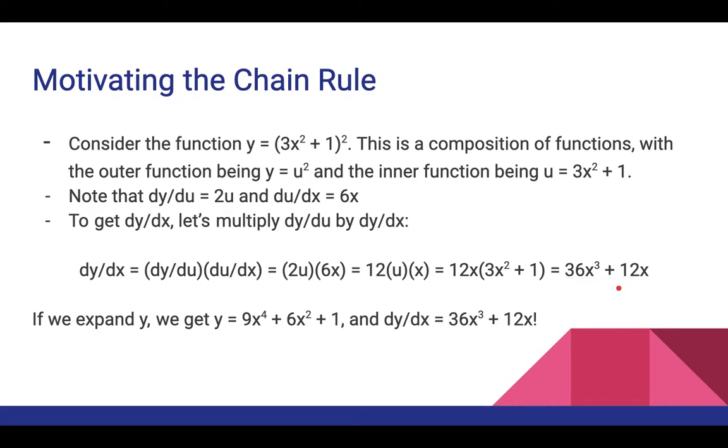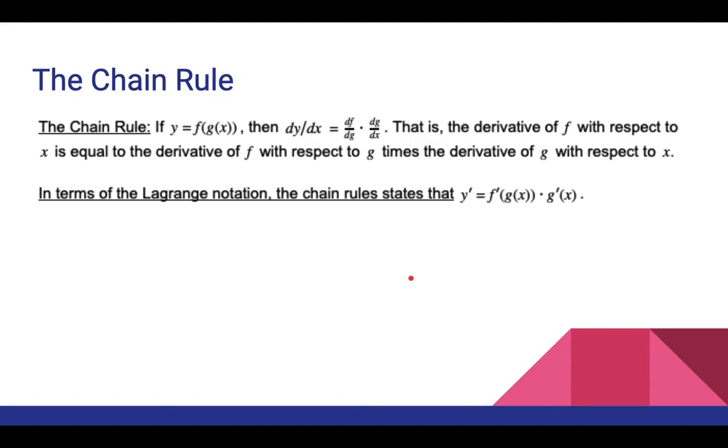So let's make sure that this is correct. If we expand y originally, we're going to get y equals 9x to the fourth plus 6x squared plus 1. And the subsequent derivative is 36x cubed plus 12x. We see that our method works here. So what is this method? This method is known as the chain rule.